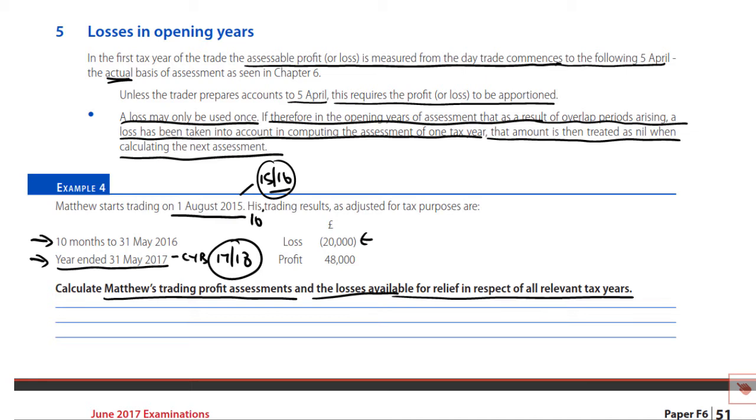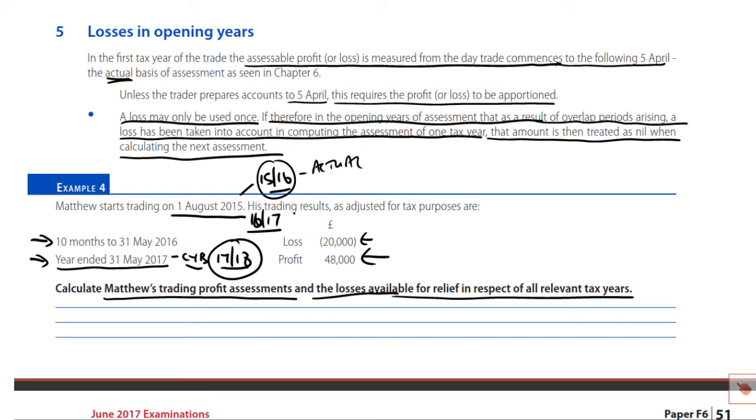That leaves a gap for 16-17, that of course being now the second tax year, our usual problem, and you have to sort out what that basis of assessment will be. Now hopefully you can see from the rules that you should know how to deal with that. First tax year, 15-16, is going to be an actual basis of assessment. Third year, 17-18, will be CYB, and will assess the entire profit thereof of £48,000. That leaves 16-17 as the second tax year.